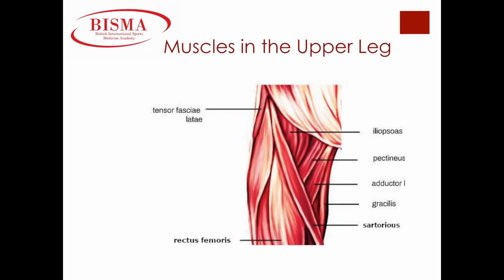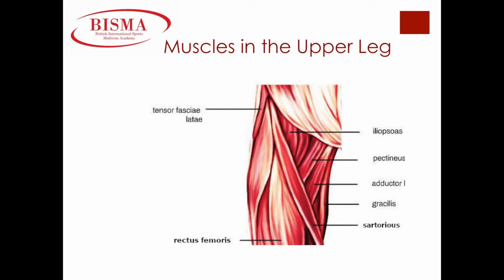The sartorius originates on our iliac crest, and it inserts on our tibia. It crosses the hip and knee joints, and the joint actions resulting from contraction of this muscle are flexion and lateral rotation of our hip, as well as flexion of the knee. And the sartorius is the longest muscle in the body.